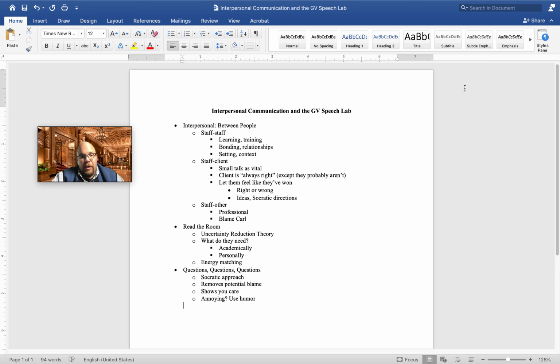For us, what we want to focus on are staff to staff communication, staff to client or client back to staff communication, and then staff and other. And we'll talk about what all those mean. So with staff to staff, it's obvious, right? You're talking to one another. This could be in a variety of contexts, though. And that's what really matters and what I want to focus on.